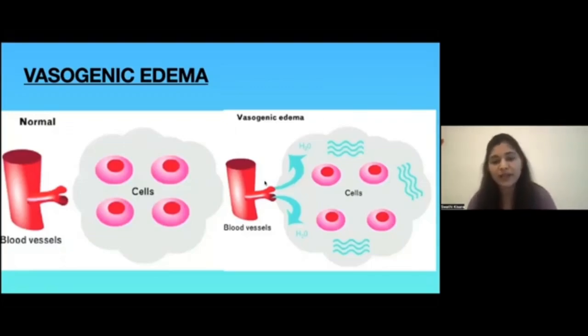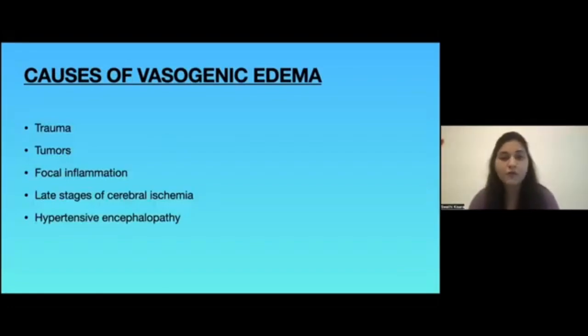So in vasogenic edema, what happens is that the endothelial junctions become leaky, the fenestrations get widened, because of which the water and the proteins escape into the extracellular space. Here, the cellular architecture is maintained, but there is fluid accumulation in the extracellular space. Coming to the causes of vasogenic edema, they include trauma, various brain tumors, focal inflammation, late stages of cerebral ischemia, and hypertensive encephalopathy.